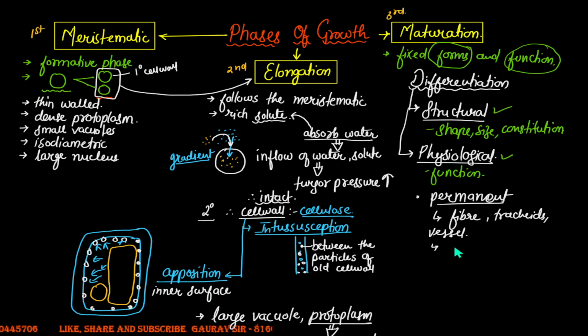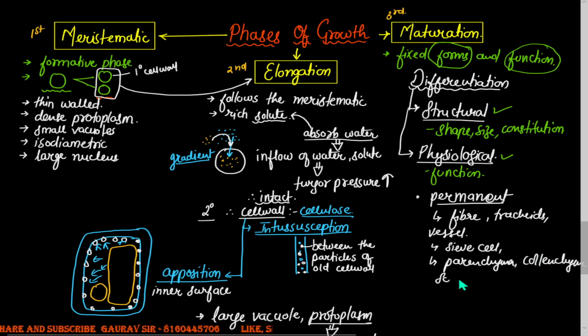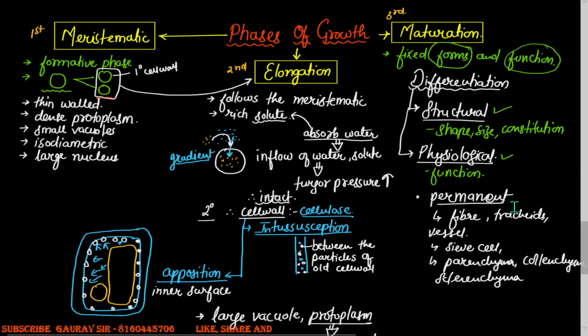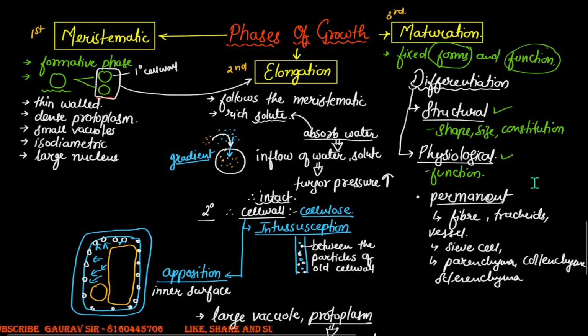Similarly, they could take up other functions. They could become a permanent cell in the form of sieve cells or sieve tubes. They can turn into parenchyma. They can turn into collenchyma. Similarly, they can also turn into sclerenchyma. I mean, what not? They could turn specialized, and they could take up a fixed shape and function to become a permanent cell. Some of the examples are listed here, right?